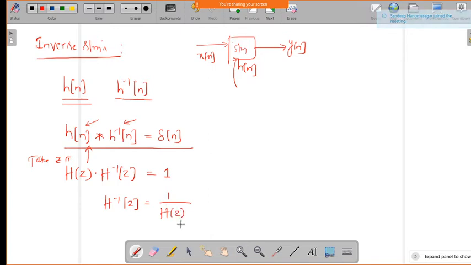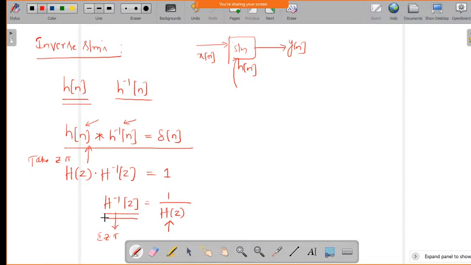So if you know the z transform of the impulse response, then we can easily find its inverse function or inverse impulse response. Once you find the inverse of H of z, you get H inverse of z. Then taking the inverse z transform, you will get the inverse of the system. So instead of doing the tedious convolution, take the z transform of both h of n and h inverse of n, and you can easily find the impulse response that is the inverse of the system.